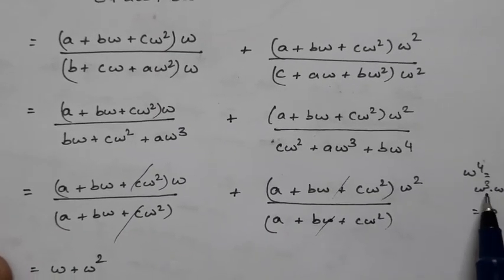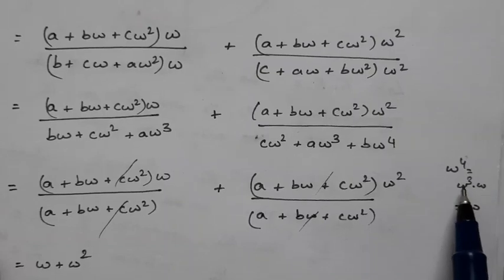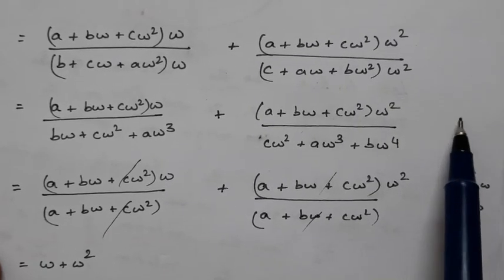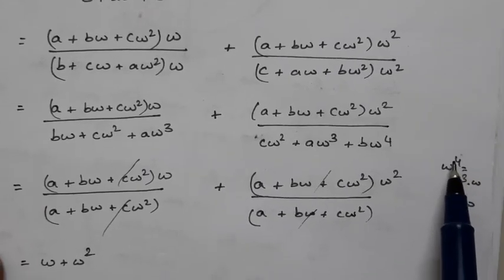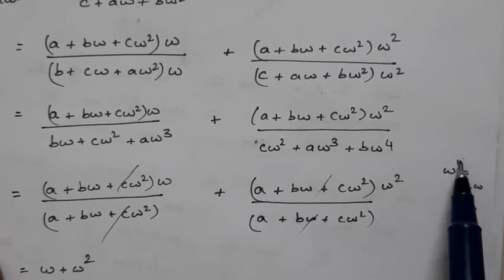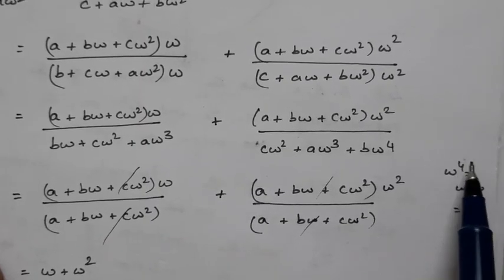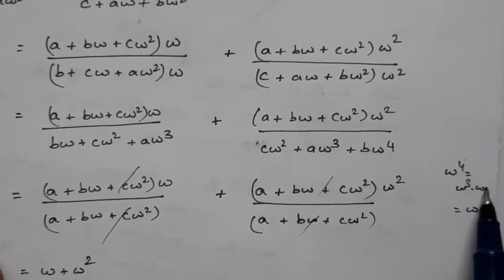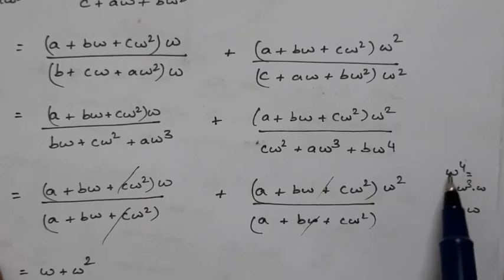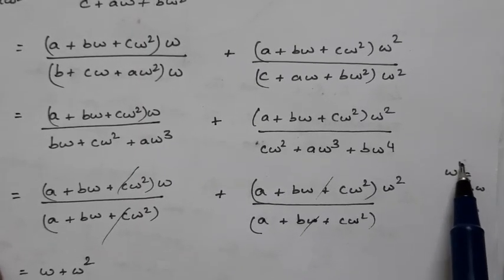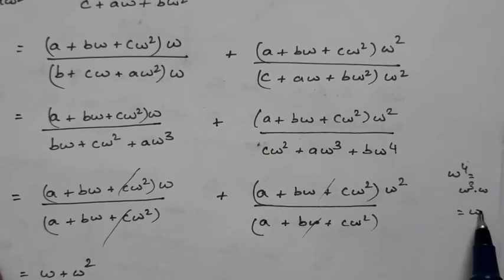Omega power 4 can be expressed as omega cube into omega. Likewise for any higher power, since omega is a cube root of unity, if the power is a number higher than 3, split it as multiples of 3, leave that multiple of 3 and take the remainder, which will be the value of the given one. So whenever you have a power other than 3, divide it by 3 and take the remainder.